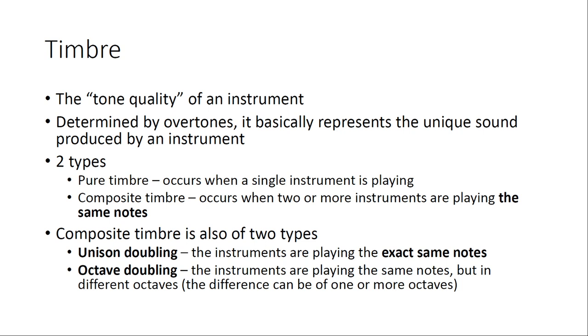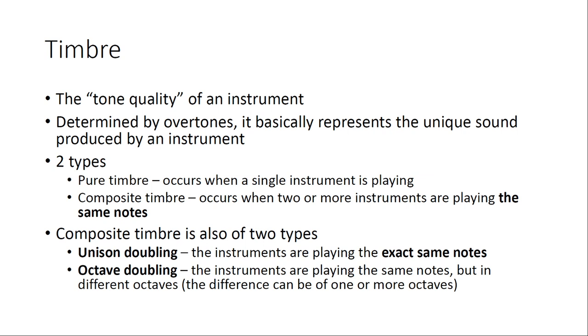So you have two types of timbres actually. The pure timbre, which occurs when only a single instrument is playing. So basically, you only have one instrument playing a section of a song. And the composite timbre, which occurs when two or more instruments are playing the same notes. Yeah, that is actually important. It occurs when two instruments are playing the same notes.